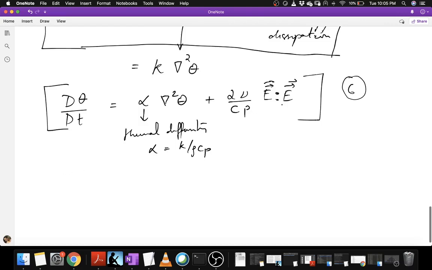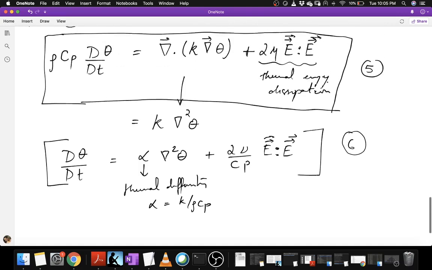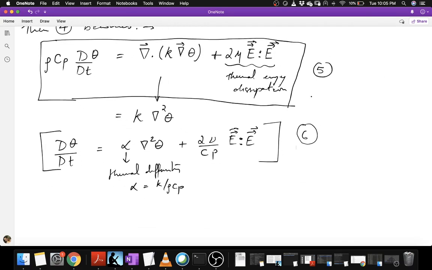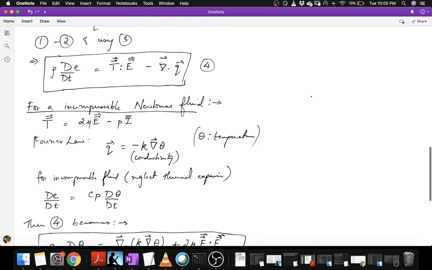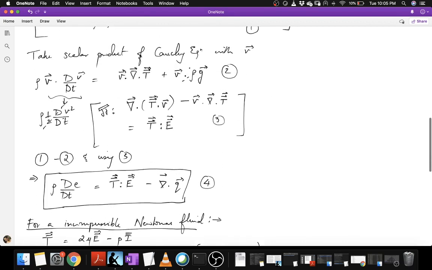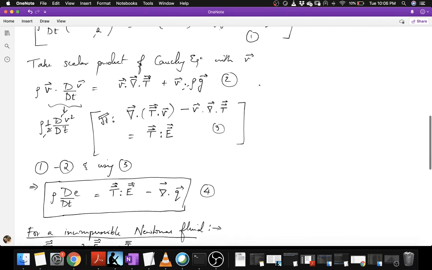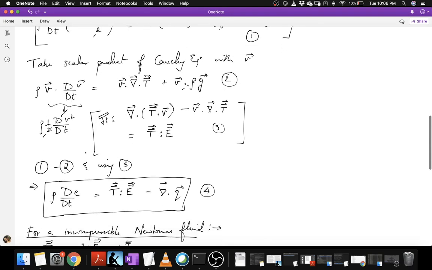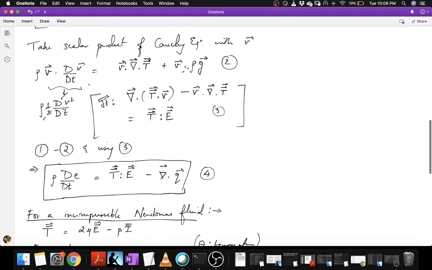But now I'd like to say something more about this thermal energy dissipation term. If we go back for a moment to the dot product of the Cauchy equation with velocity, right here, equation number 2, this equation really gave us an equation for the rate of change of kinetic energy in terms of gravitational forces and surface forces.